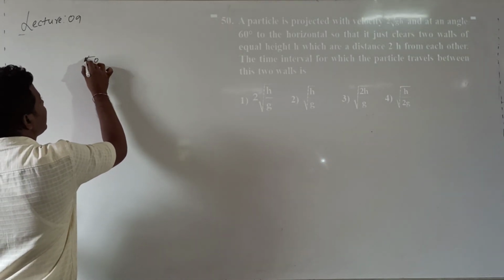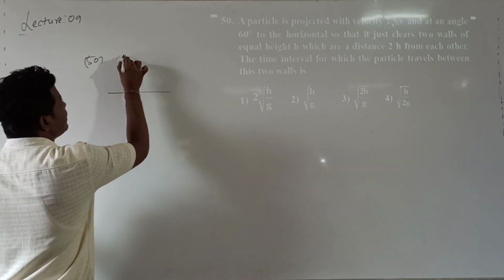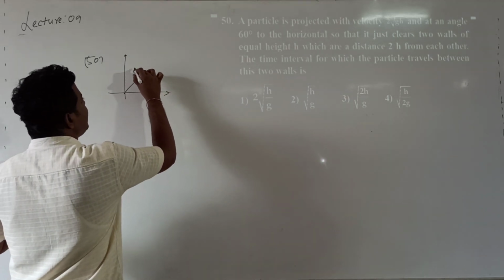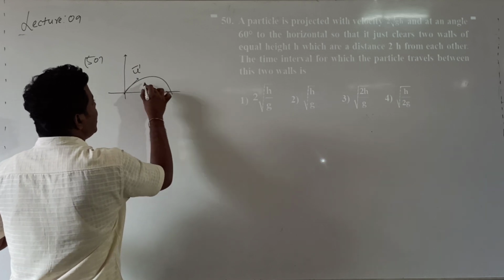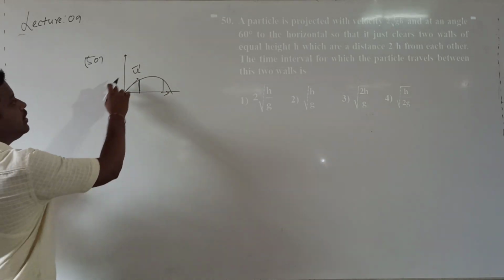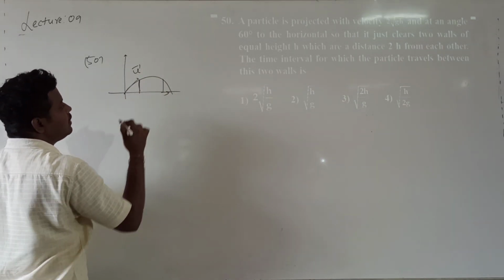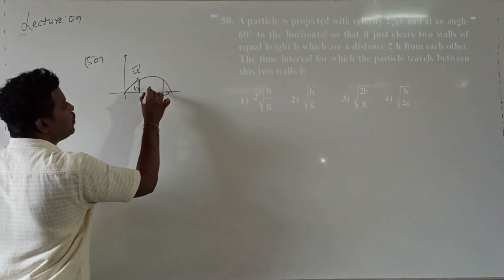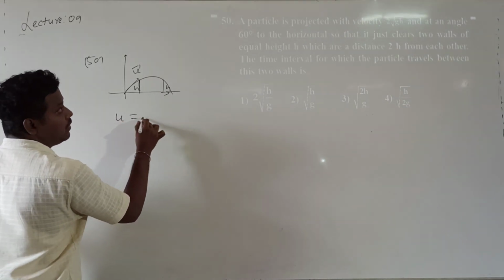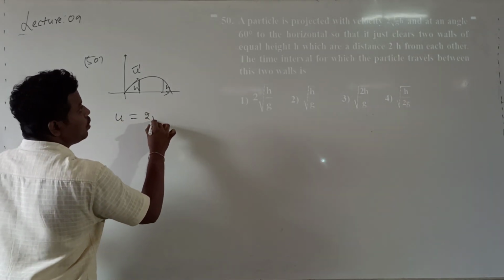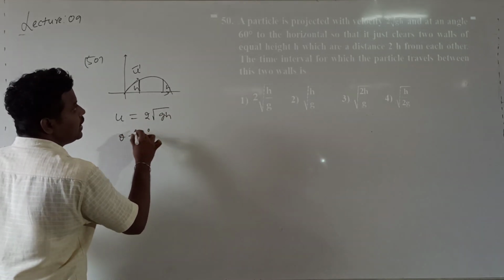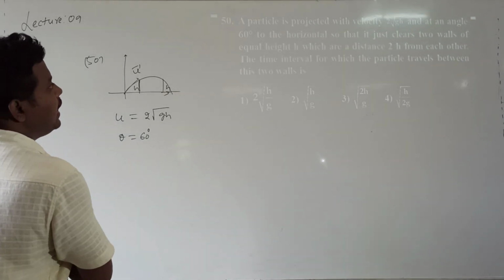This question is somewhat related to the question we have discussed in motion. Now what they did is they have thrown one ball with some velocity u. The ball will cross like this. During its path, the particle is crossing the two walls. This is the first wall and this is the second wall, meaning the heights of the walls are the same. The velocity of projection is given as 2 root g, and the angle of projection is given as 60 degrees. Then it is clearing the two walls.